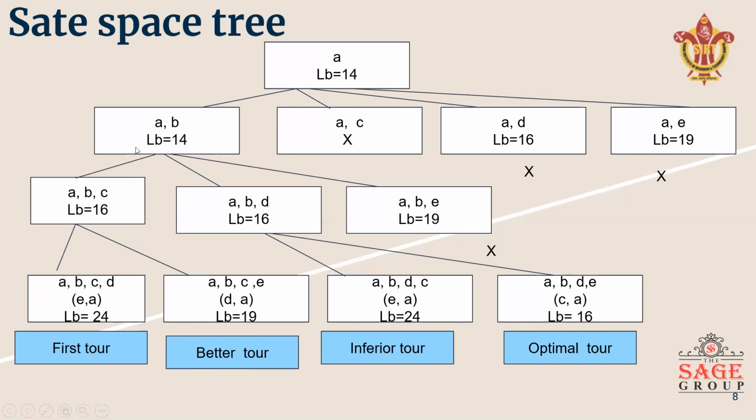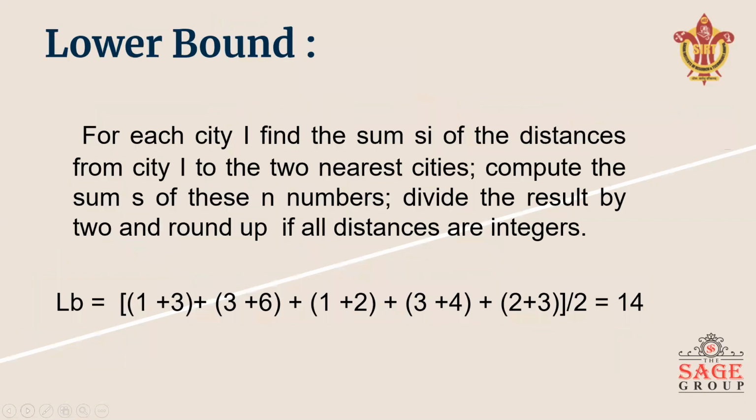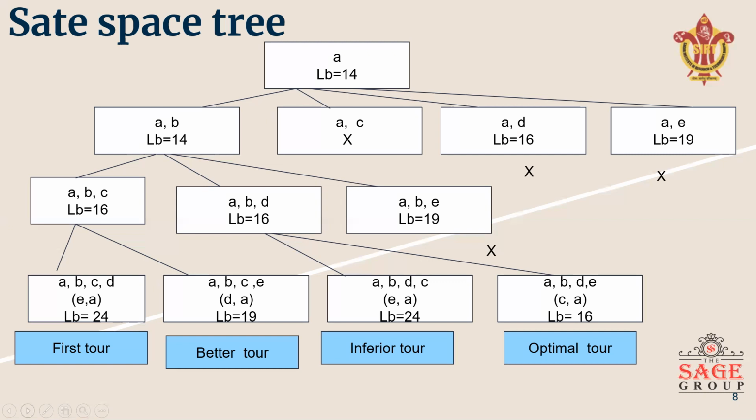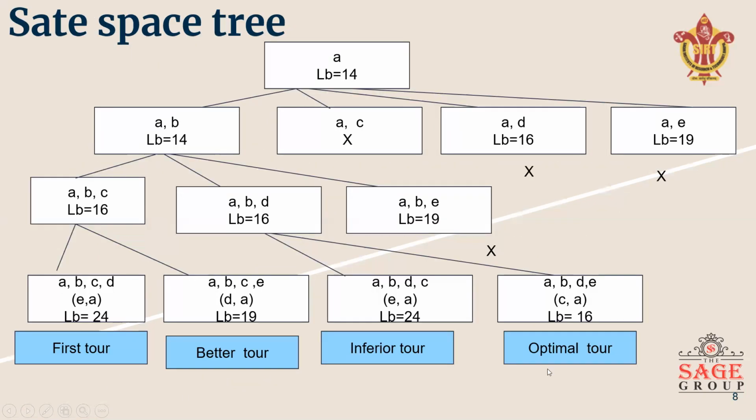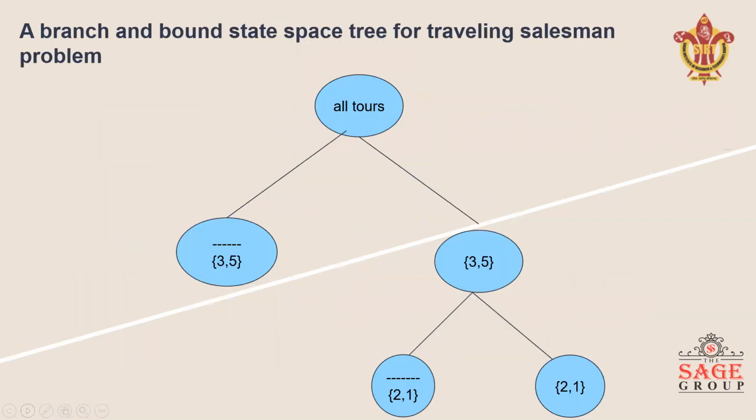So in this way, by calculating the lower bound value for each and every node, and by creating a state space tree for all the possible routes for this graph, we can calculate the optimal tour for a traveling salesman. So like this branch and bound state space tree we have shown here. In this we can include all the tours, then only 3, 5, 3, 5, 3, 5, and here 2, 1 and 2, 1 is included.